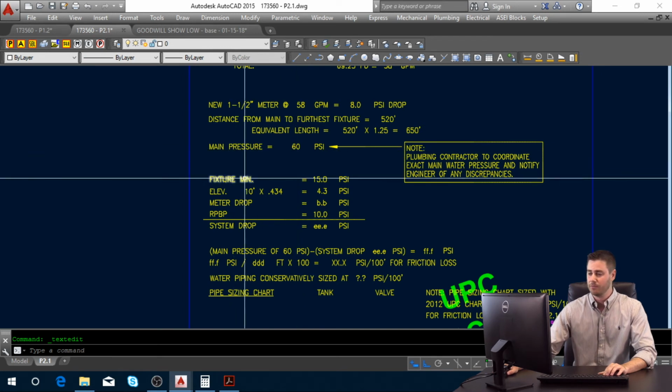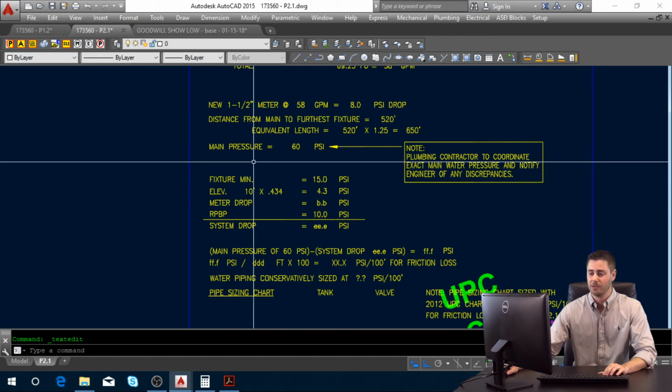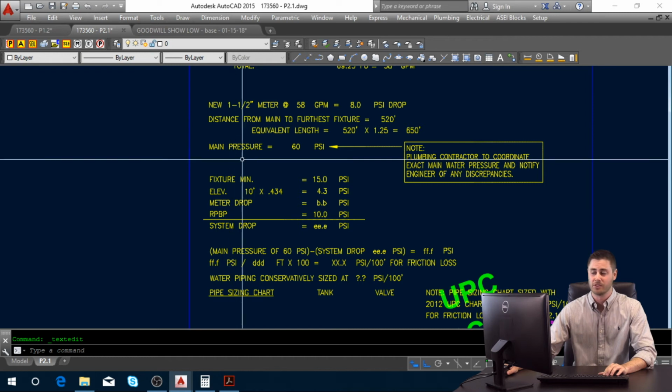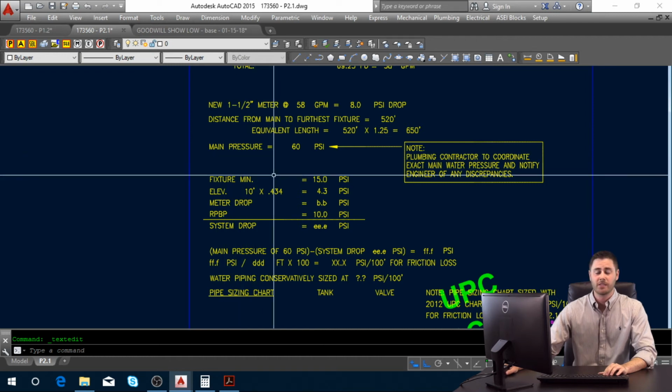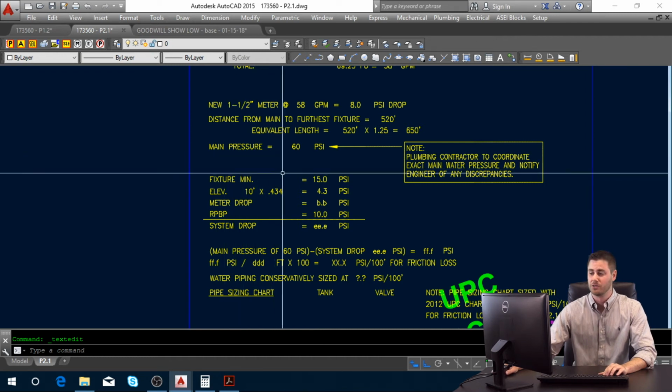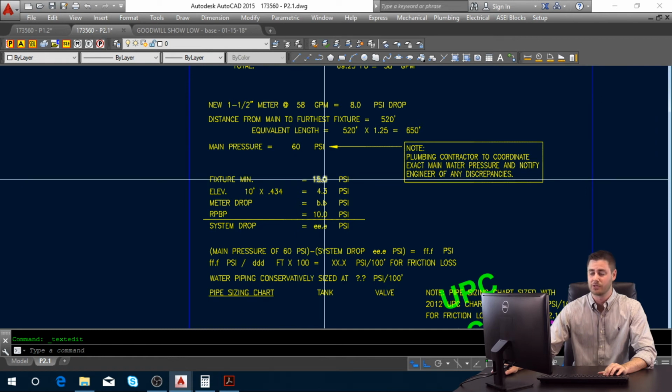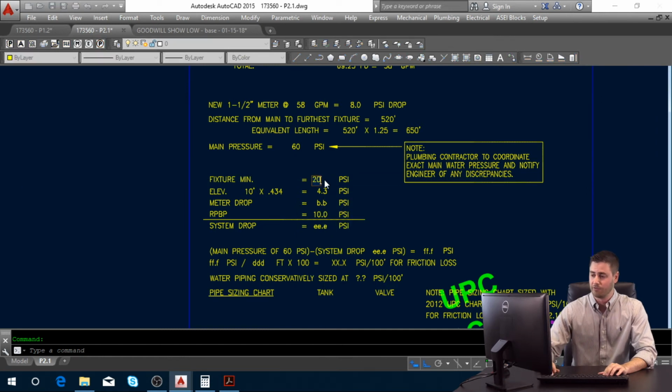You'll go to your fixture minimum here, which is given as 15 psi, which is a typical minimum required from plumbing fixtures that are flush tank or lavatories or sinks or anything else. In the case where you have flush valves, you want to switch this over to 20 psi, since that is the minimum pressure required for a flush valve water closet or urinal.